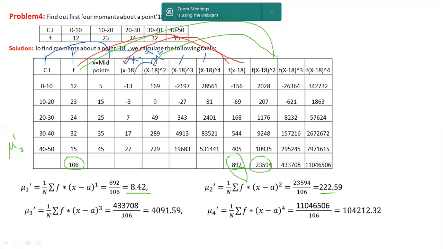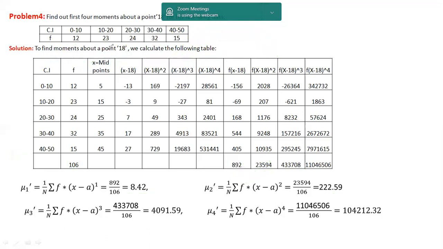Then the same procedure will be followed for the moments about the origin. When they ask you to calculate moments about the origin, we have to take a equals 0, and they will not provide any arbitrary point. If we take a equals 0 and do the same procedure, we will get the raw moments about the origin.